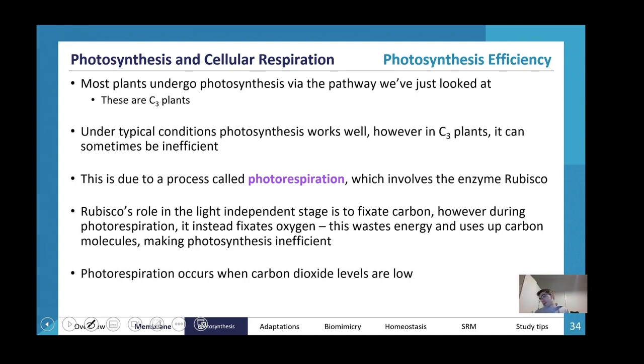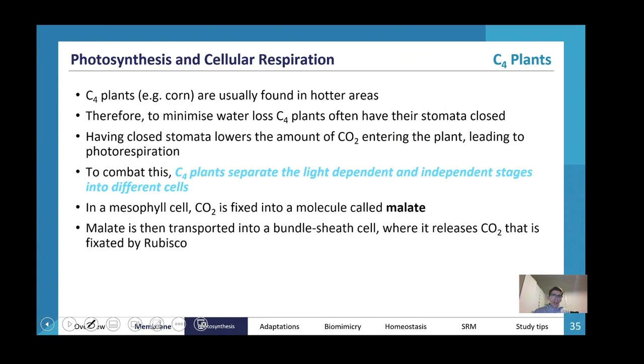However, when it comes to aerobic respiration, oxygen will be used to break down glucose into carbon dioxide and water. And the cool thing is it will also produce ATP. What's really cool about this is that the inputs of photosynthesis are the outputs of aerobic cellular respiration, and the outputs of aerobic cellular respiration are the inputs of photosynthesis. So it's a really interesting kind of system.